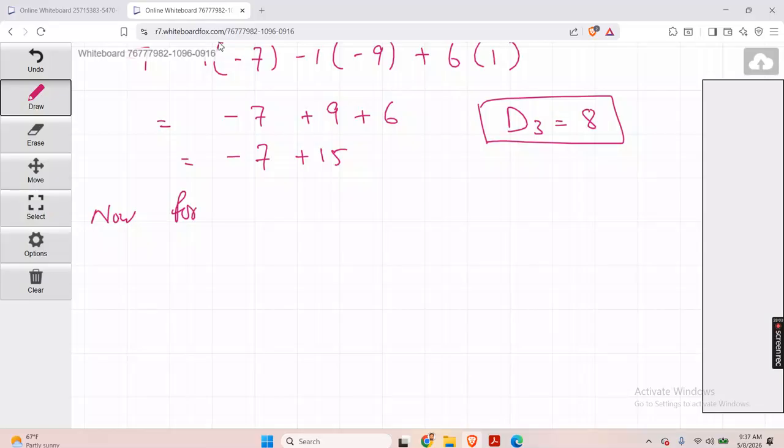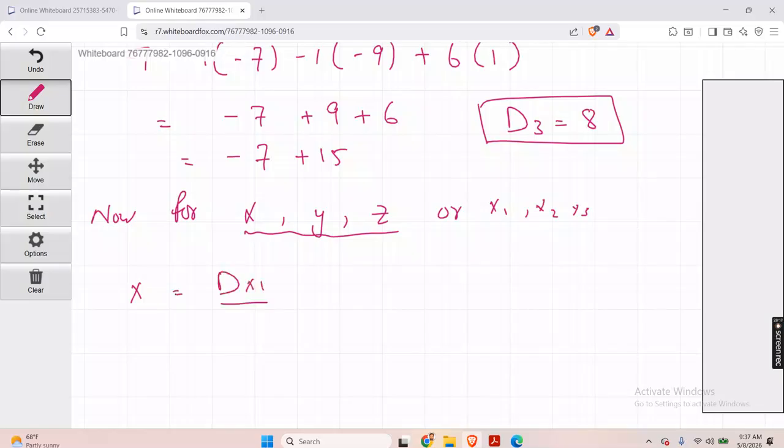Now for x, y, z, or you can write also x1, x2, x3, no problem. So let's say x is equal to dx1 divided by d. Our dx1 was 12. Determinant we got 4. So x is 3.